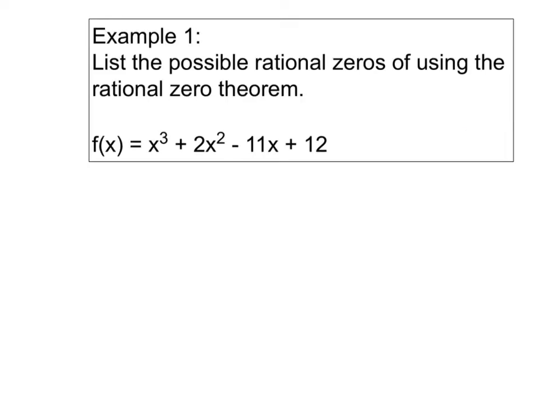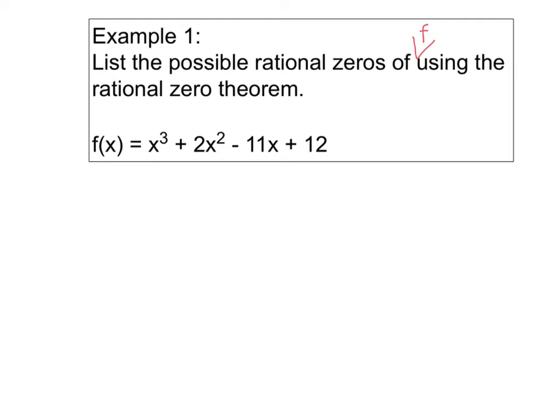Okay, so here's your first example. List the possible rational zeros of f using the rational zero theorem. So here's your f of x function, and we're going to use that p over q theorem from the first slide to write out the possible rational zeros. Rational just means that it can be written as a fraction. That's what a rational number is.